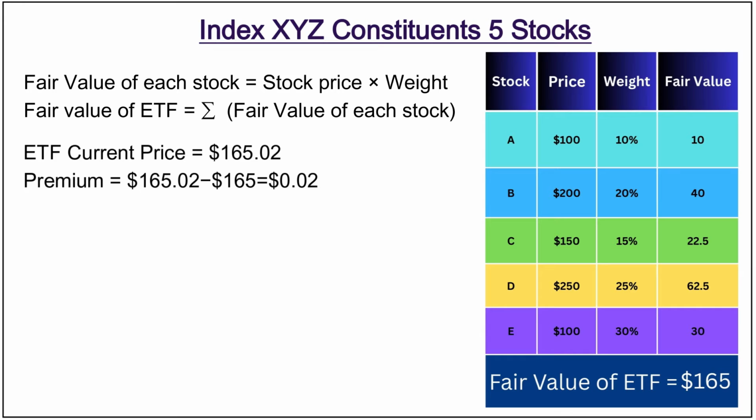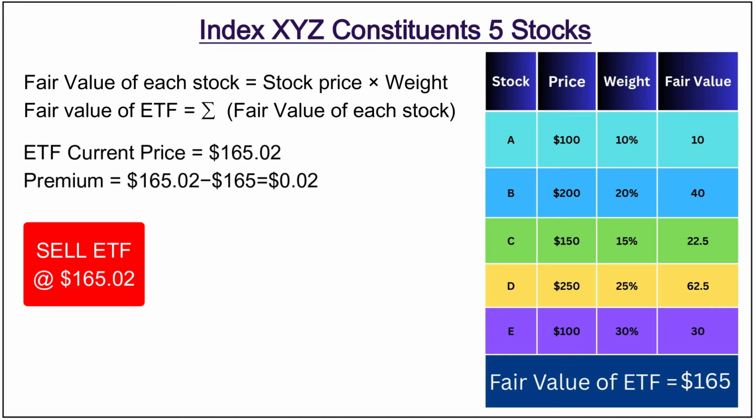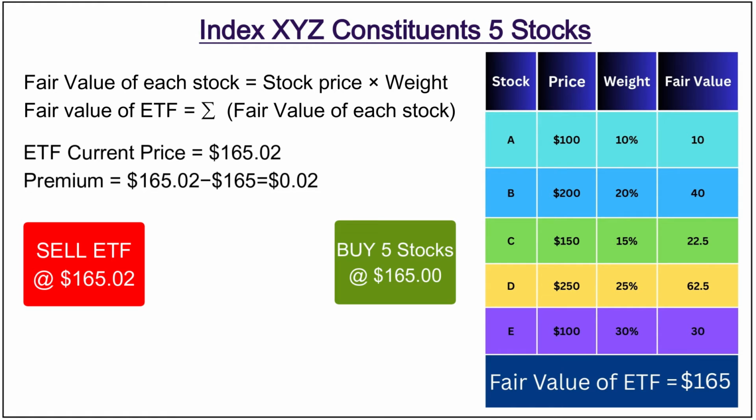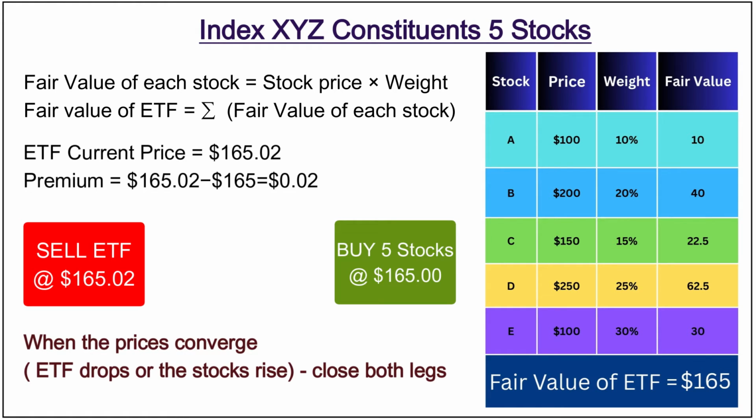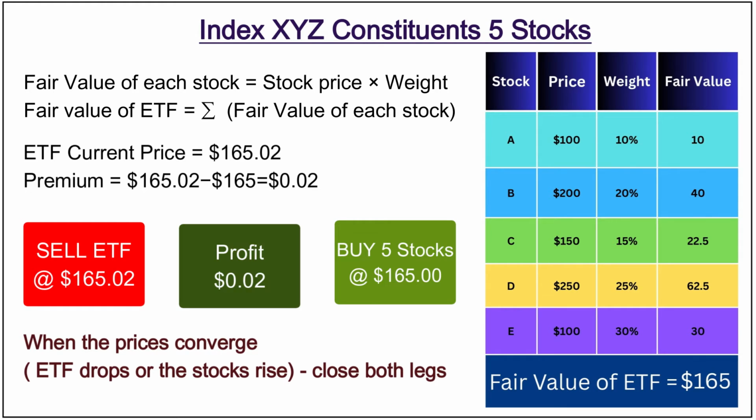So what the trader will do, they simply sell the ETF at $165.02 and buy all the 5 stocks at their proportionate weight at the same time. When the prices align moments later, they unwind both the legs and make a profit of 0.02. Now this is for one quantity of ETF. Now imagine if they trade thousands and thousands of ETFs, then you can imagine how much profit they can make here.